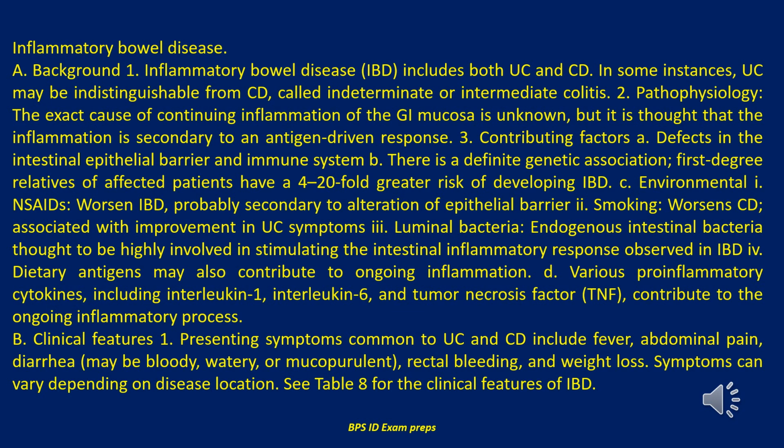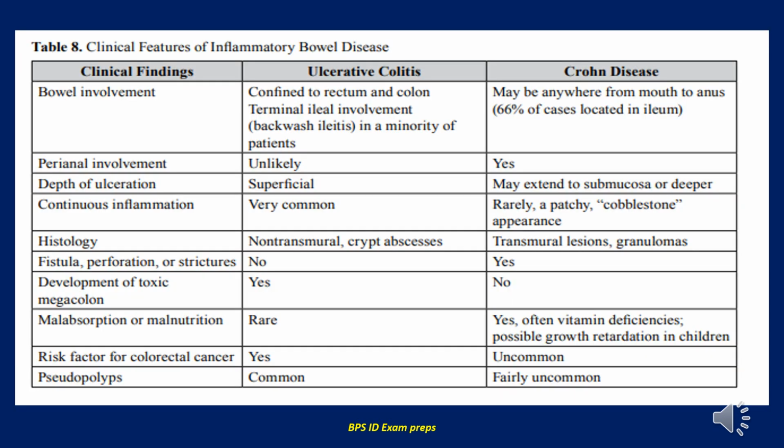B. Clinical features. 1. Presenting symptoms common to UC and CD include fever, abdominal pain, diarrhea, which may be bloody, watery, or mucopurulent, rectal bleeding, and weight loss. Symptoms can vary depending on disease location. See Table 8 for the clinical features of IBD. Pause the video and carefully scrutinize Table 8 summarizing clinical features of inflammatory bowel disease.